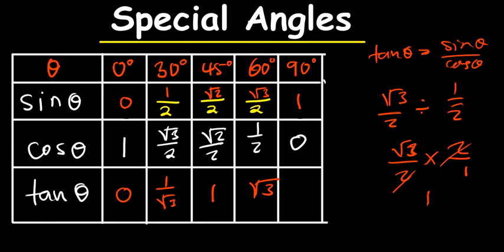This one is 1 over 0. It is undefined. So even if you punch it using a calculator, this will give us undefined.